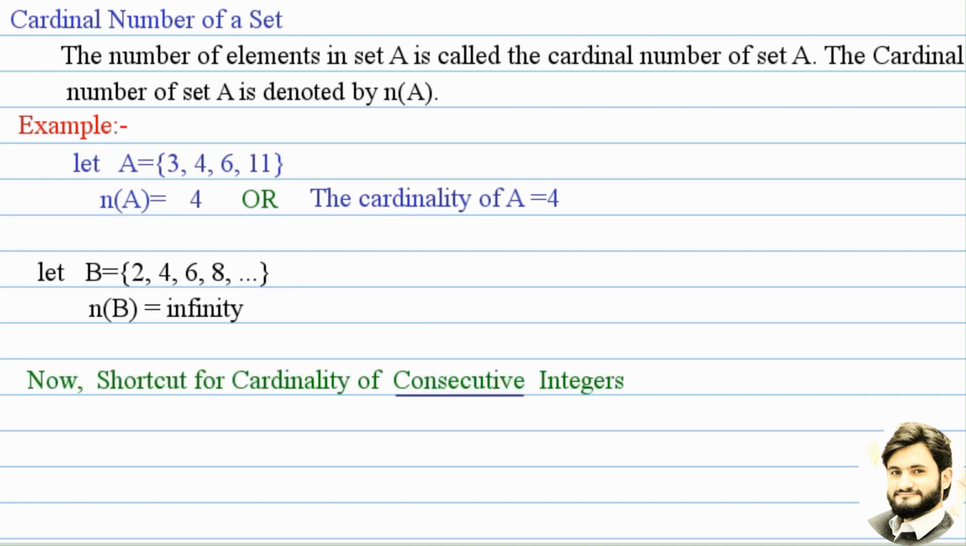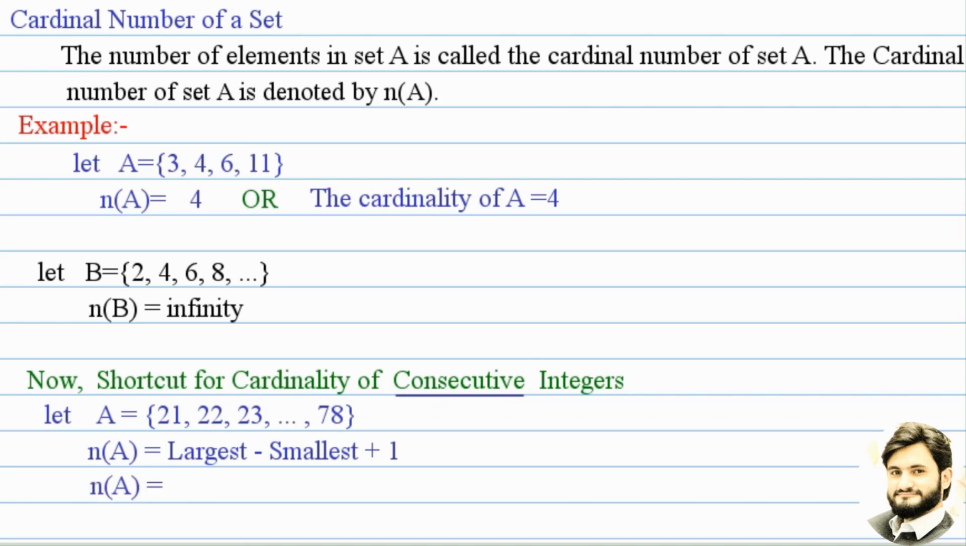Now shortcut for cardinality of consecutive integers. For this we take an example. Let A be the set of consecutive integers from 21 to 78. So what is the cardinality of set A? For this, cardinality of set A equal to largest number of the set A minus smallest number of the set A plus 1.